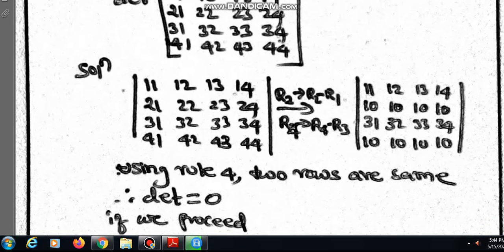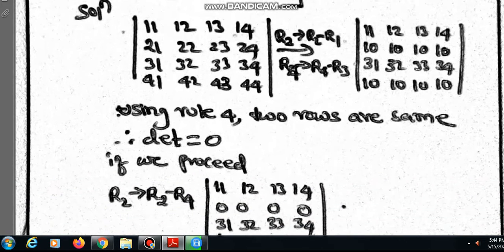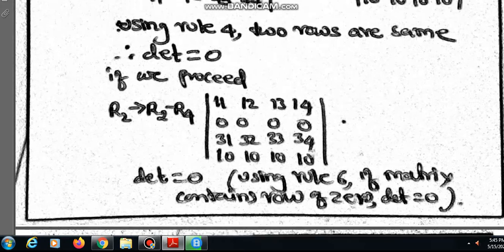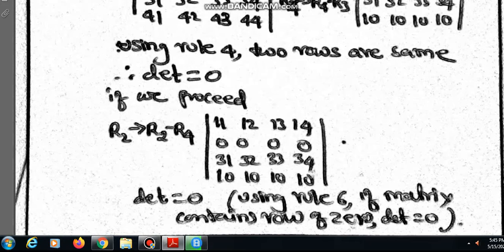So if I do that, you can see here, you are getting two rows with the similar values. So automatically, according to the rule of determinants, if two rows are similar, the determinant becomes equal to 0, right? Or you can stop there itself, or you can proceed.